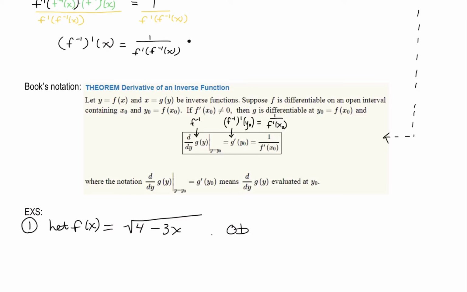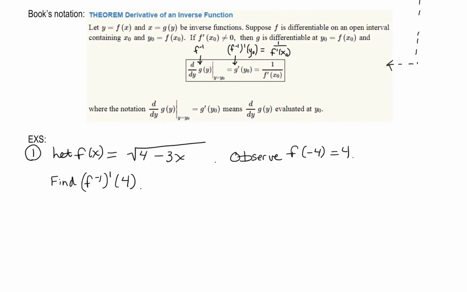So suppose we let f of x equal the square root of 4 minus 3x. And let's simply observe that f of negative 4 is equal to 4. And I want us to find f inverse prime at 4.